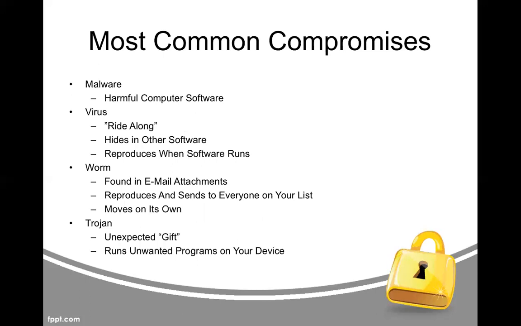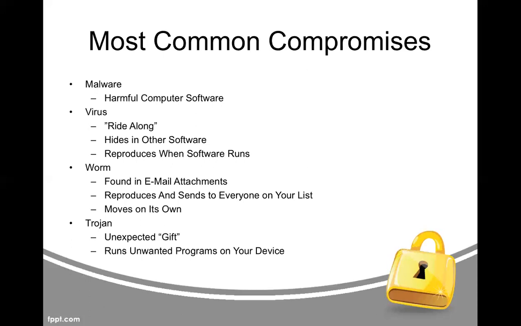The most common computer compromises are malware, which is basically harmful computer software. That's why you need to make sure you upload or buy antivirus as well. With viruses, there are three different types of compromises that are the most common: ride along, hiding in other software, and reproducing when software runs. So that's what ride along does. It just rides along throughout your computer.